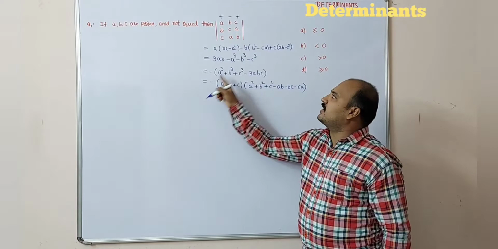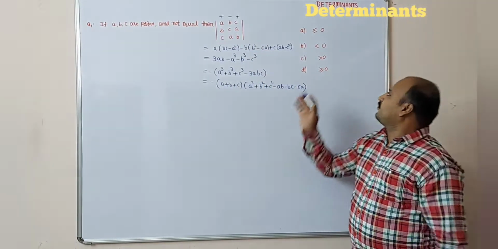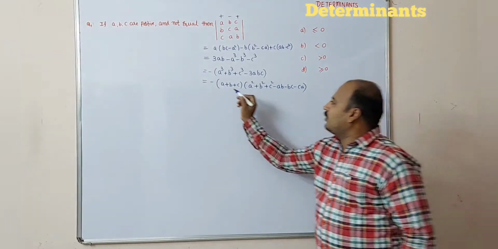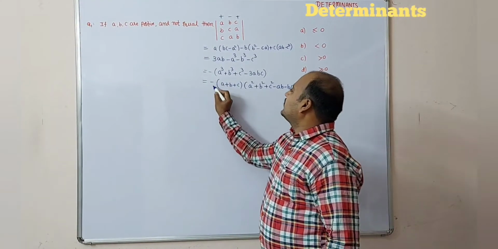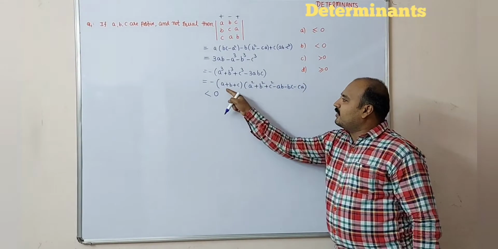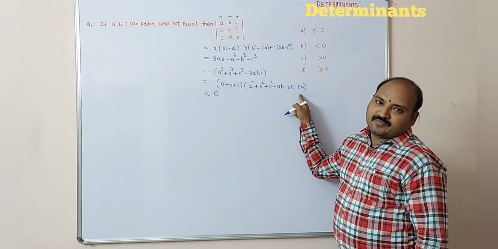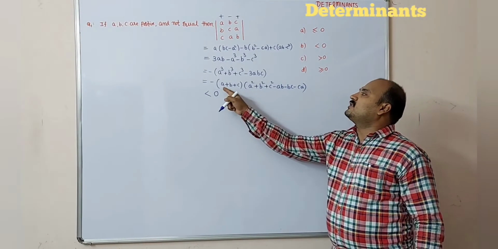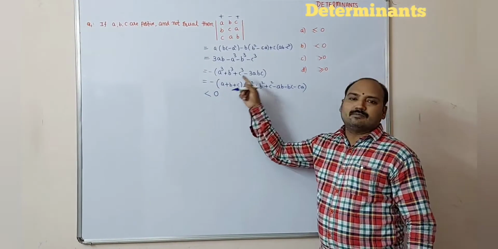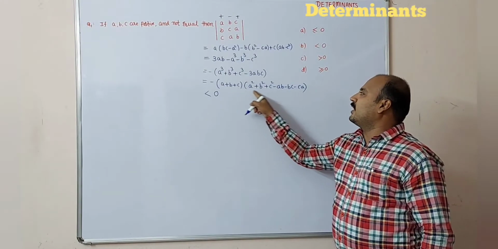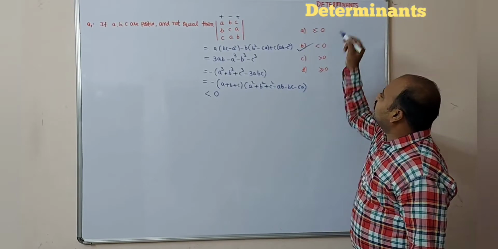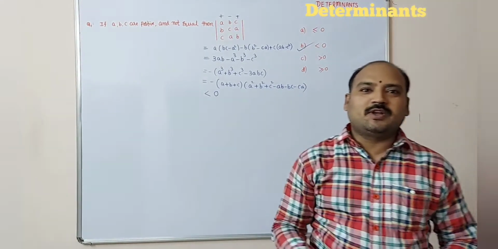Whenever a minus is there, they are asking whether the determinant value is less than or equal to 0, greater than or equal to 0, less than 0, or greater than 0. Here the minus symbol is there, so the determinant value is less than 0. I am explaining this because sometimes, based on the concept of a plus b plus c, they give a condition and some relations are lost. That is the reason I am expanding this result. So ultimately the answer is less than 0, which is the second option. We'll move to the next question, dear students.